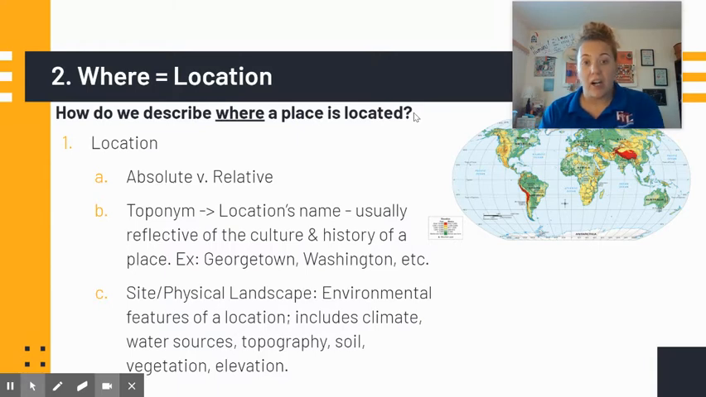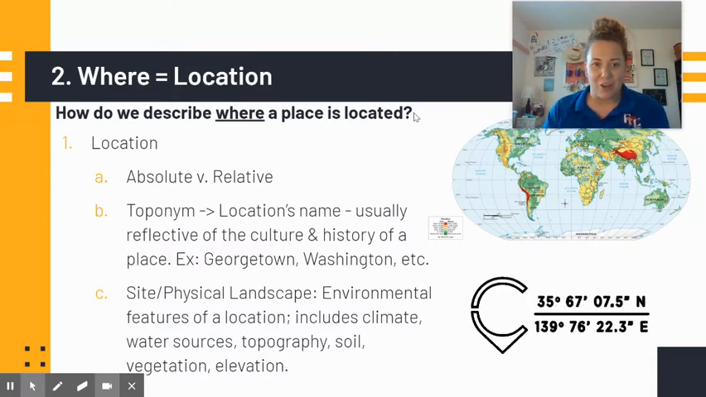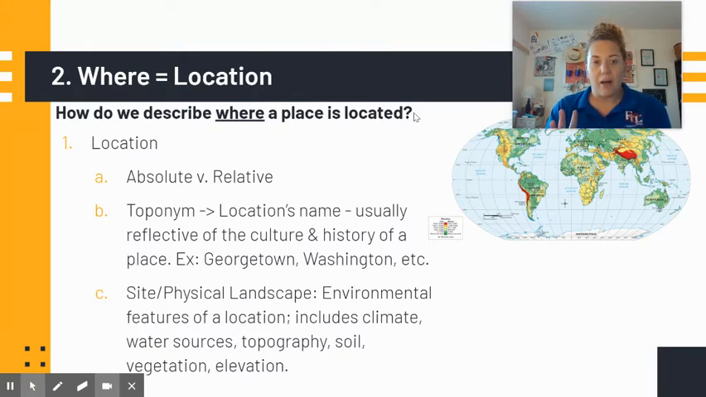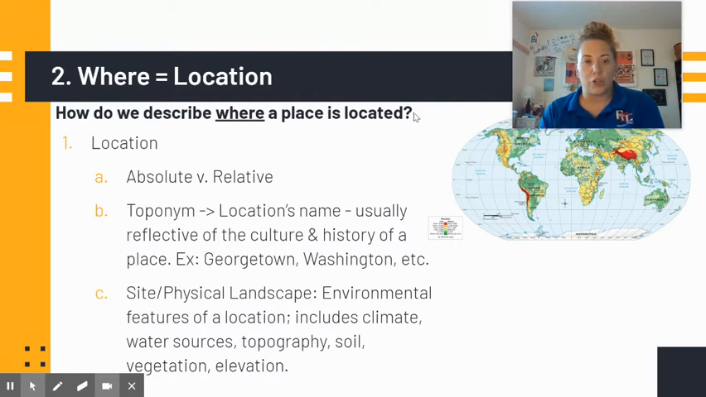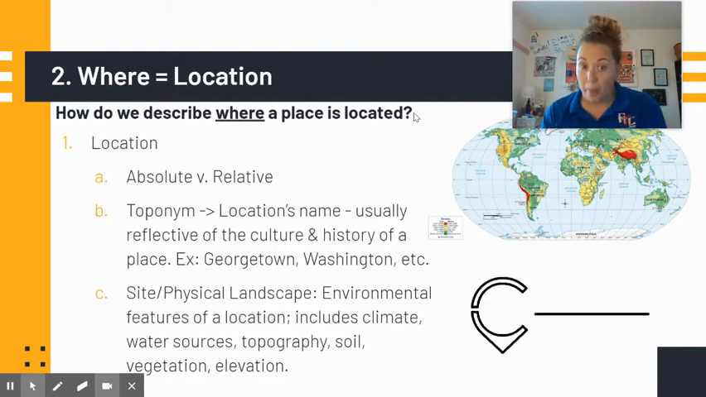All right, where? Obviously, location is very important. So, absolute versus relative location, understanding that locations' names are often derived from their history or some sort of description of the landscape, and we call that a toponym.